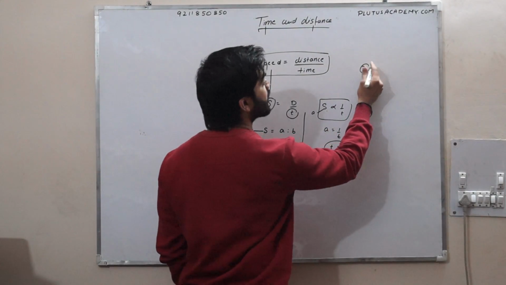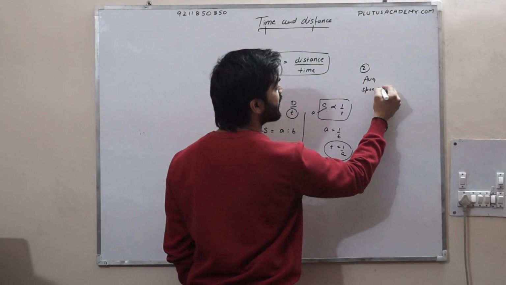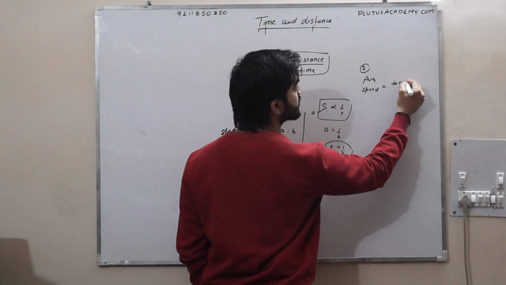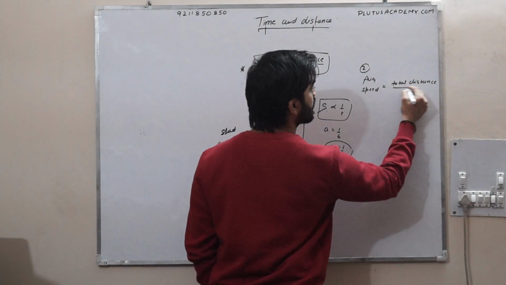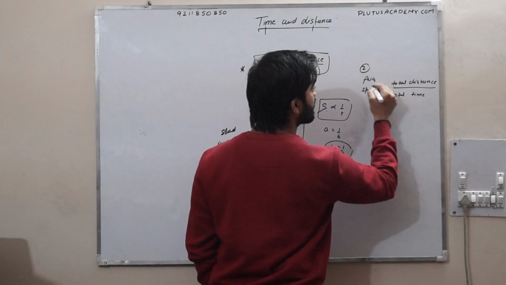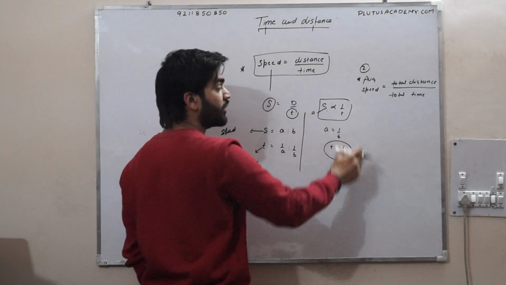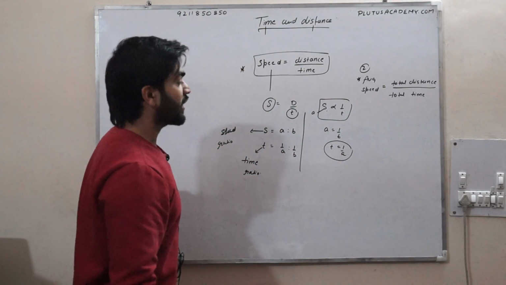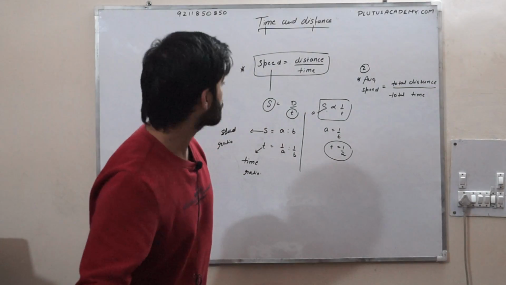Second type thing we can use here is average speed. Average speed is total distance divided by total time. With the help of these two results, we can create so many questions, so many solutions, so many results. So now start some questions.